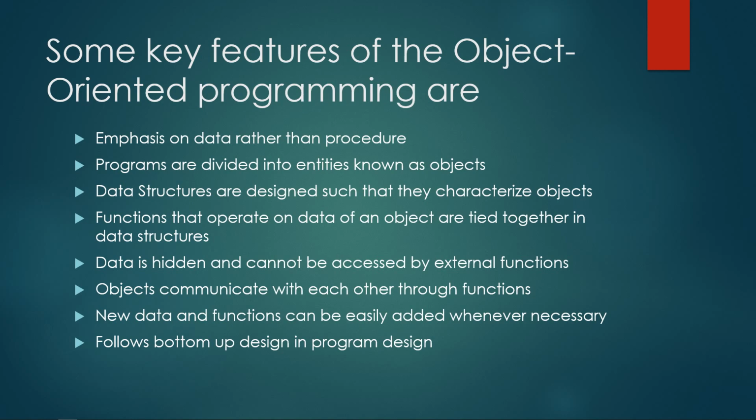The sixth point is all about message passing, where objects can communicate with each other by passing messages through functions. So the seventh point, new data and functions can easily be added whenever necessary. That's a core feature of object-oriented programming, because object-oriented programming ensures that the program is extensible and reusable. And bottom-up design, programming design, that is the final feature. Let's move on.